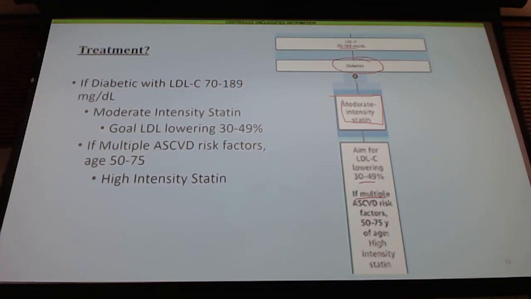But if they have multiple ASCVD risk factors, so in addition to being diabetic, they also are hypertensive, or they have known coronary arterial disease, those additional risk factors, then in the age 50 to 75, the recommendation is actually to do a high intensity statin for these folks, because you want to be more aggressive in lowering their cholesterol levels. Even with their diabetes being under control, with those additional risk factors, they're at a higher risk overall of having the event. Okay.